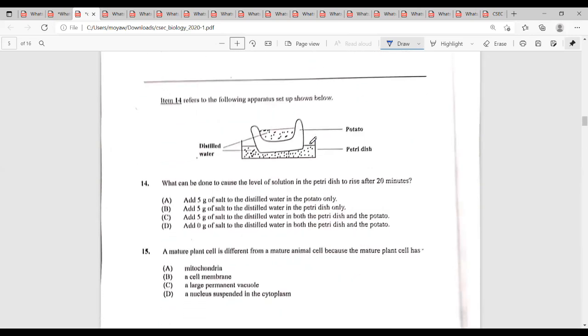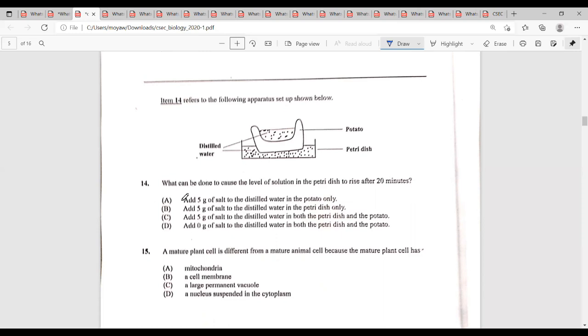Question 14. Item 14 refers to the following apparatus set up as shown below. So we have potato, we have distilled water, and we have the Petri dish. So what can be done to cause the level of solution in the Petri dish to rise after 20 minutes? So we're trying to find out what can be done to allow the solution in the Petri dish to rise after 20 minutes. That means that we're going to have more solution in the Petri dish.